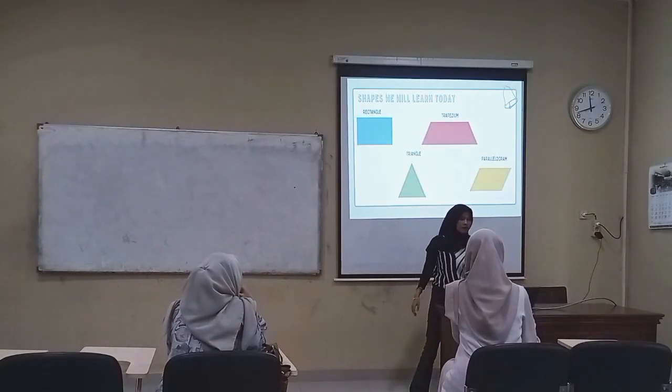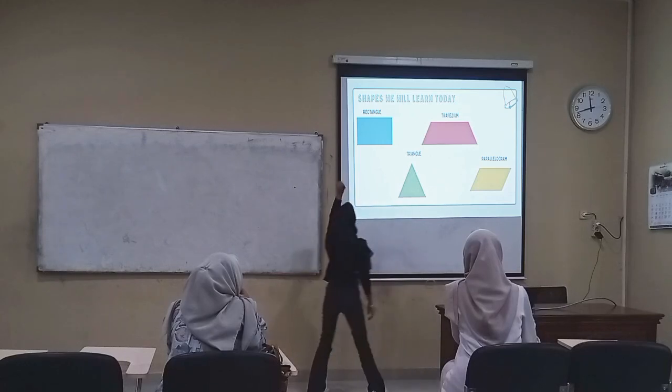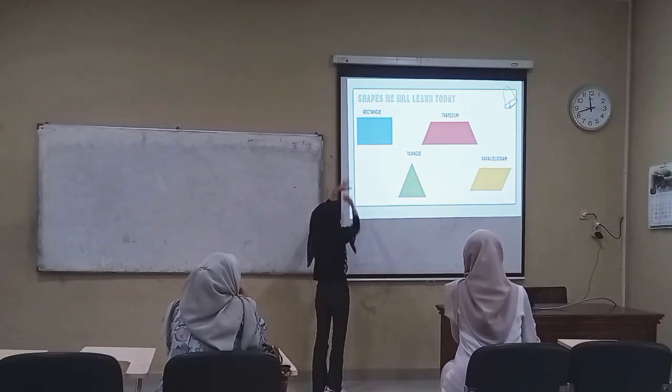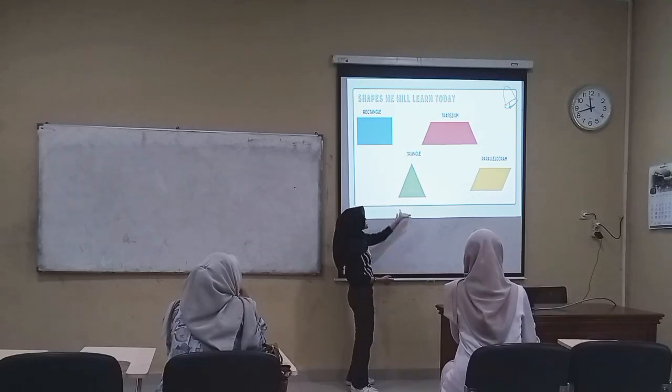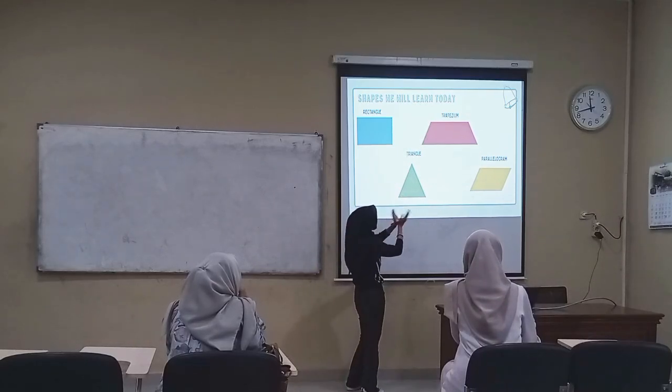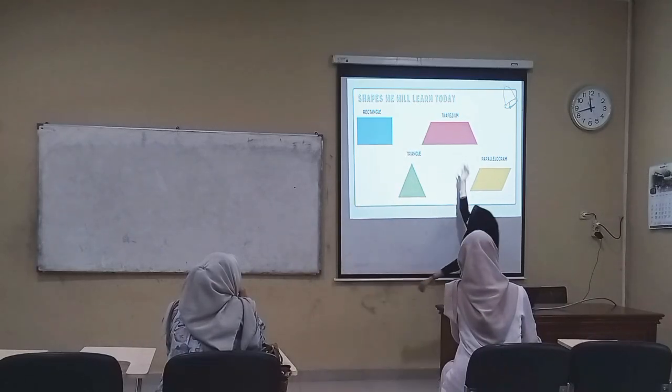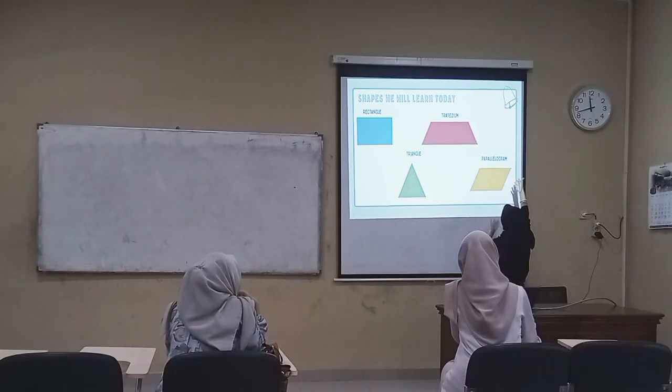The shapes we will learn today: first is rectangle, it's like this. Second is triangle, it looks like this. Third is trapezium, it looks like this. And the last one is parallelogram, it looks like this.